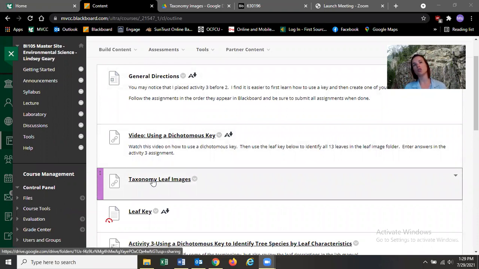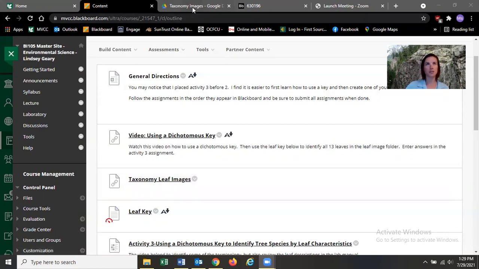Now, I'd like you to do this part first because it walks you through and kind of familiarizes you with the steps of using a dichotomous key, because you're going to be creating one with some examples of bugs from the lab book. So we do this part first and then we kind of reverse engineer the exercise. So let's just look at what I'm talking about.